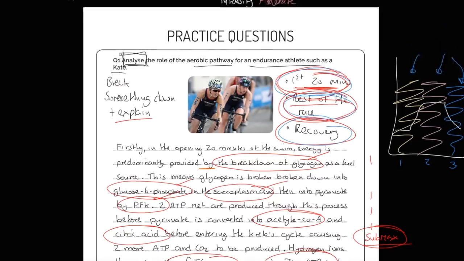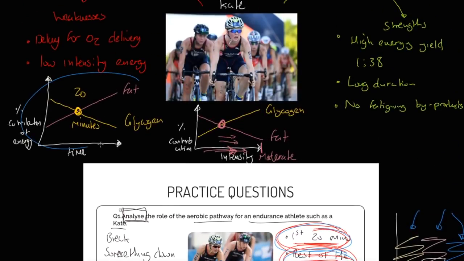And of course, the reason I've done that is because of what we said here. After 20 minutes, fat becomes the predominant system. First 20 minutes, glycogen. We could have also talked about intensities changing. That maybe would have been relevant in that answer as well. But nevertheless, I think we've got a good quality, good standard answer. Okay, back to the studio, and we'll wrap up with some questions, all being well.